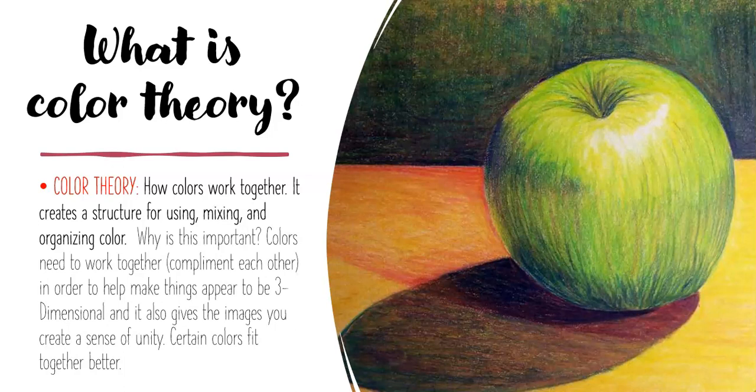So when certain colors fit together better, we want to make sure that we use those colors and how they can work in our art pieces to make them better. So again, color theory is how those colors work together. There's certain things such as complementary colors, there's color schemes, there's different types of colors such as primary, secondary, and tertiary. There's all different things that we need to consider when we are thinking about the colors that we use, right?